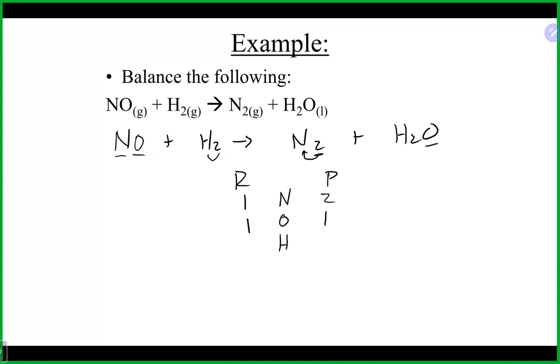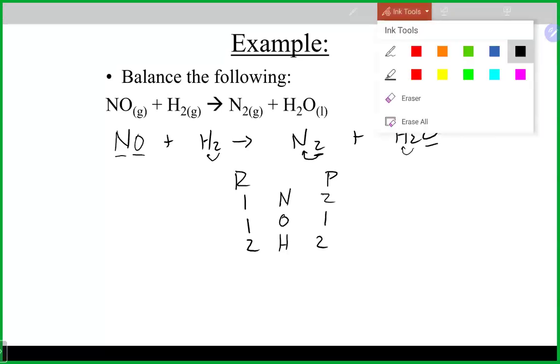On the left-hand side, I have two hydrogens, and on the right-hand side, I have two hydrogens. So I could clearly see from my table, I'm looking in not too bad shape here. Hydrogen and oxygen are balanced. So this also helps me decide nitrogen is probably the good place to start with, right? Because that's the only unbalanced element I got going on. So I'm going to balance the nitrogen here.